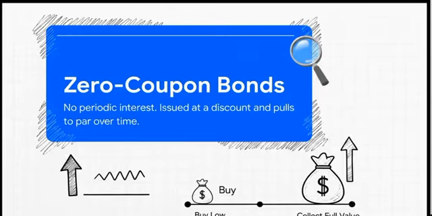Then we have this really fascinating variation, zero coupon bonds. With these, you get absolutely no periodic interest payments along the way, nothing. Instead, your entire return is based on a discount mechanism. You buy the bond today for, say, $80, and at maturity, the issuer pays you the full face value of $100. Over time, the bond naturally pulls to par. You buy it cheap, you wait, and you collect the whole shebang at the very end.